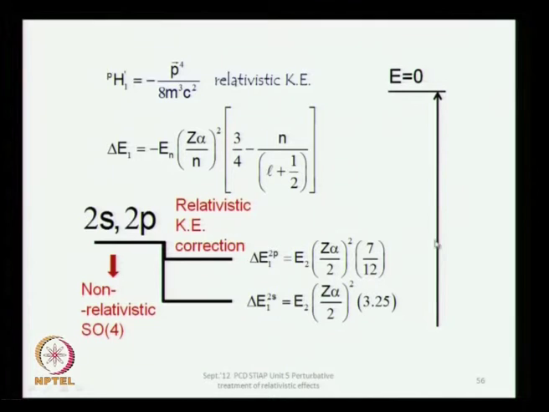So, this is your energy axis increasing upward, and this is equal to 0 here. This becomes more negative, and the 2s becomes even more negative, because it has the same common factor, but a multiplicative factor of 3.25, whereas over here you have a multiplicative factor of 7 over 12. This diagram is of course not to scale, but qualitatively it tells you which one would be deeper. So, this is the relativistic kinetic energy correction.